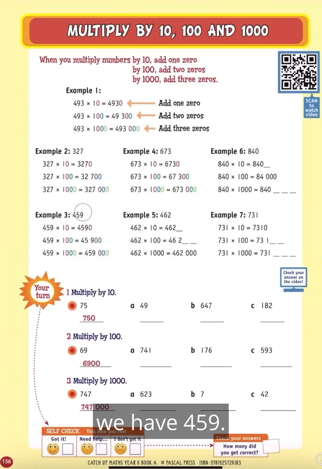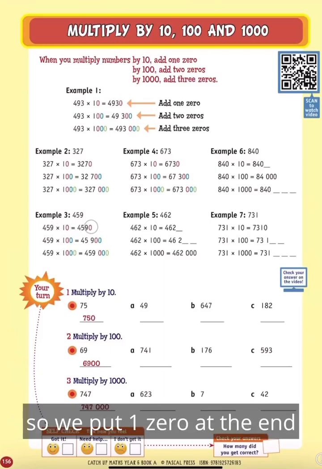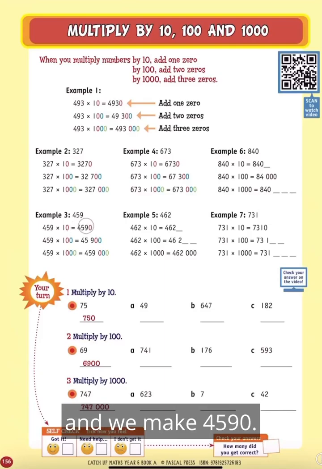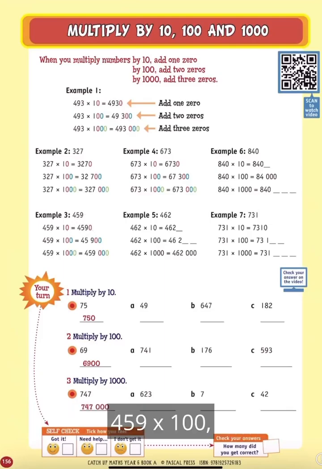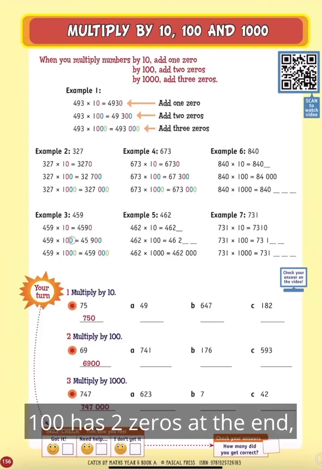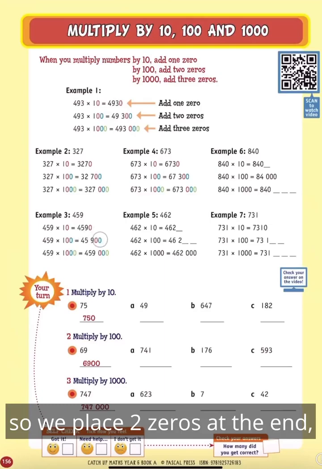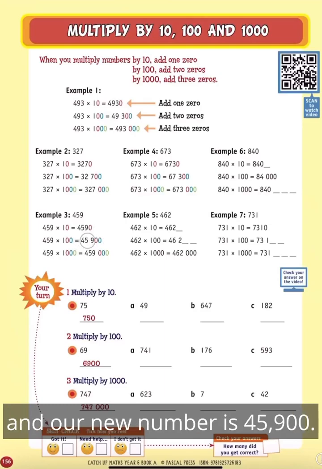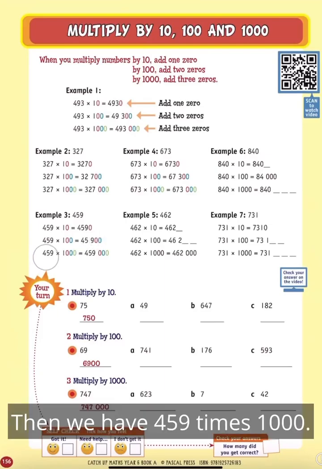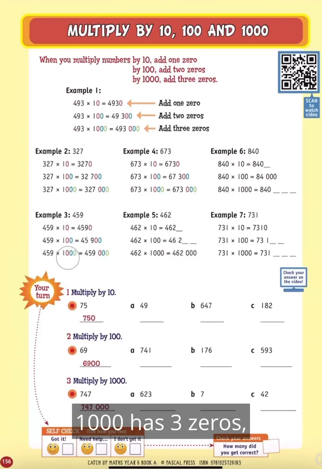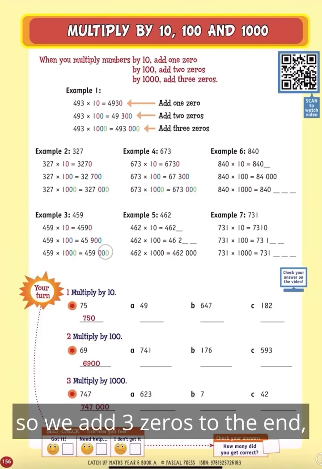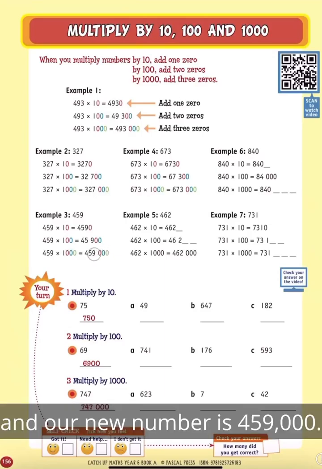We have 459. 459 times 10. 10 has 1 zero, so we put 1 zero at the end, and we make 4,590. 459 times 100. 100 has 2 zeros at the end, so we put 2 zeros at the end, and our new number is 45,900. Then we have 459 times 1,000. 1,000 has 3 zeros, so we add 3 zeros to the end, and our new number is 459,000.